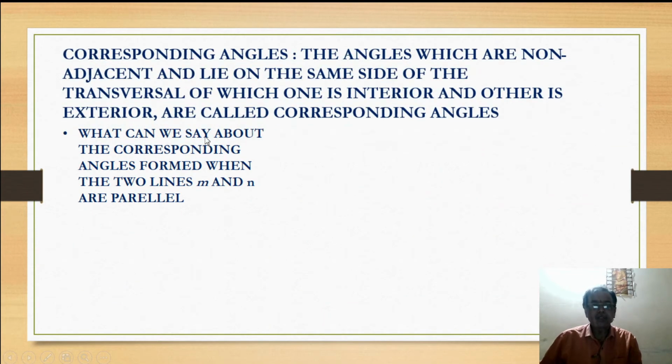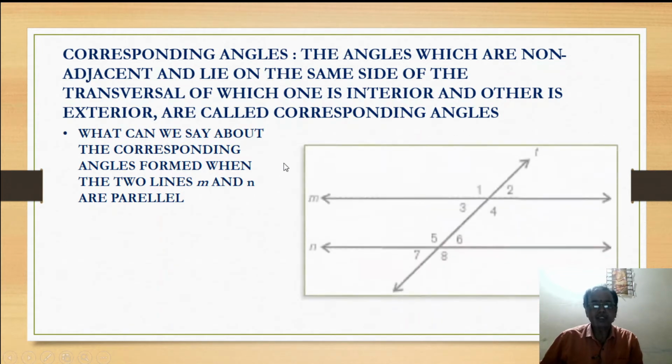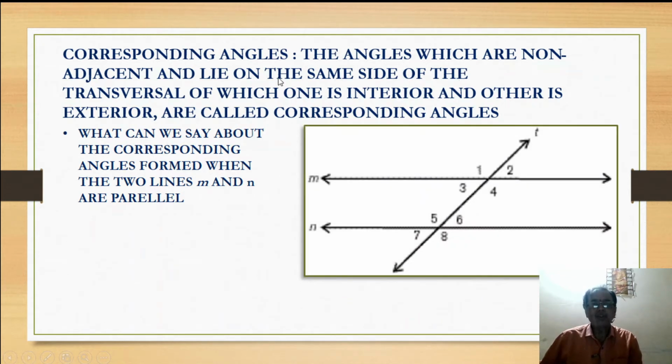Now one more important definition: corresponding angles. The angles which are non-adjacent and lie on the same side of transversal, of which one is interior, other is exterior, are called corresponding angles. Okay, children, the first point is non-adjacent and lie on the same side of transversal.